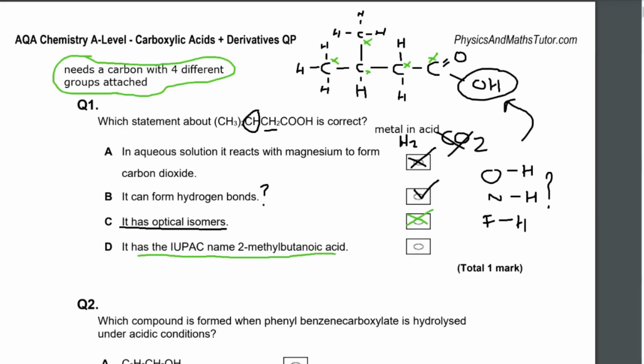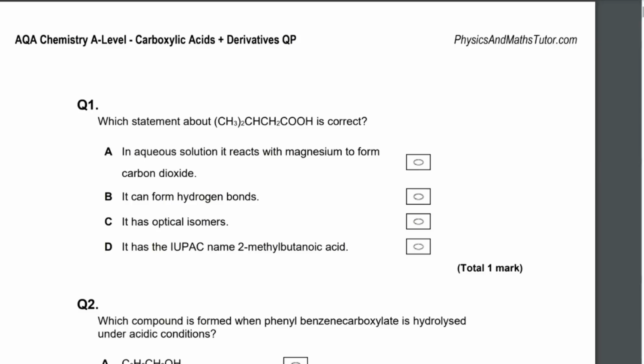IUPAC name, is this 2-methyl butanoic acid? Let's check it out. Okay, well, you can see here the main chain has four carbons in, but actually we don't number it that way. We're going to number with the carboxylic acid functional group as carbon number 1. So this is actually going to be 3-methyl butanoic acid. So this is not the correct name. 2-methyl butanoic acid is not the correct name. This is 3-methyl butanoic acid. So the answer to question 1 is B, and that was a pretty roundabout way to get to that. But hopefully you appreciate the detail and the explanation.